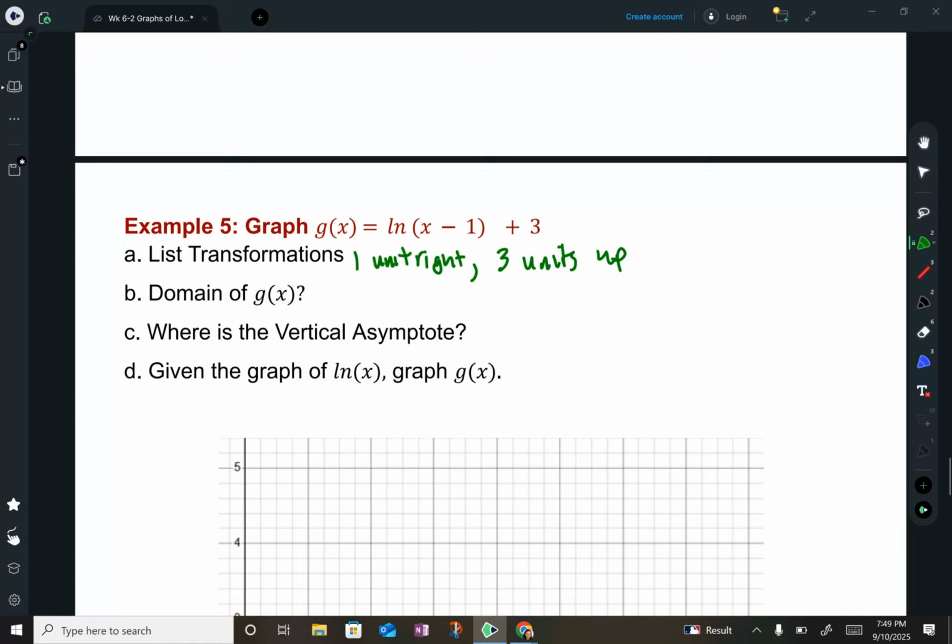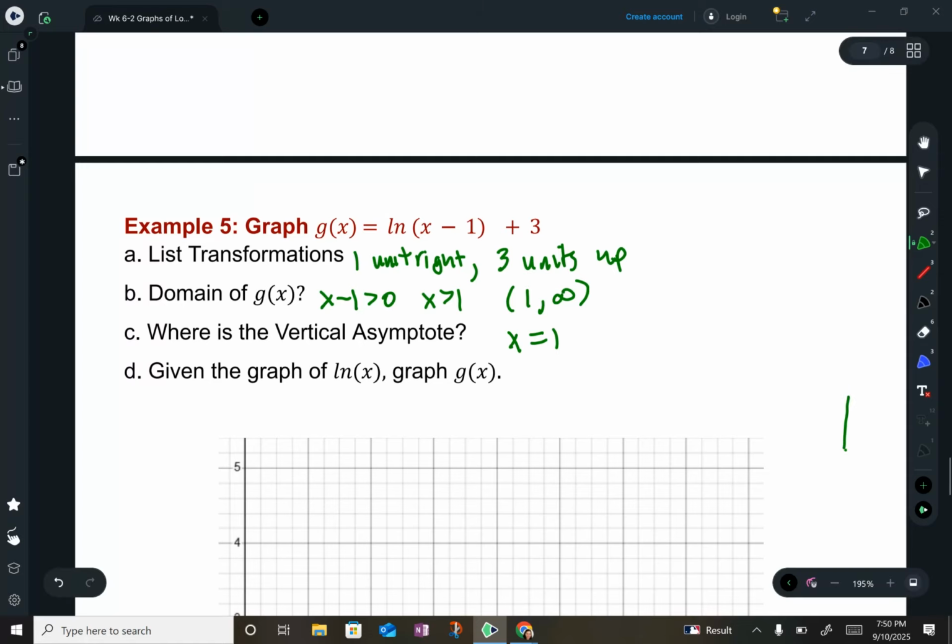And what is the domain of g of x? Well, we need x minus 1 to be greater than 0, so x needs to be bigger than 1. So my domain is 1 to infinity, and that makes x equal to 1 my vertical asymptote. So given below, here is our graph of natural log of x. We're going to shift it 1 unit right and 3 units up.